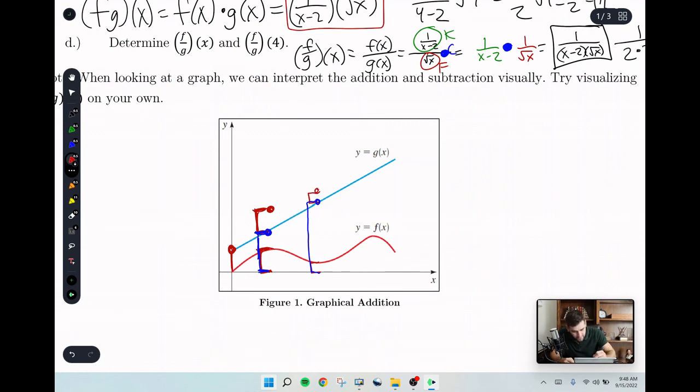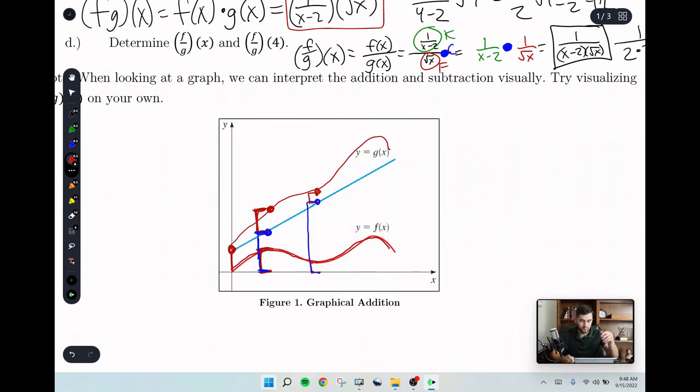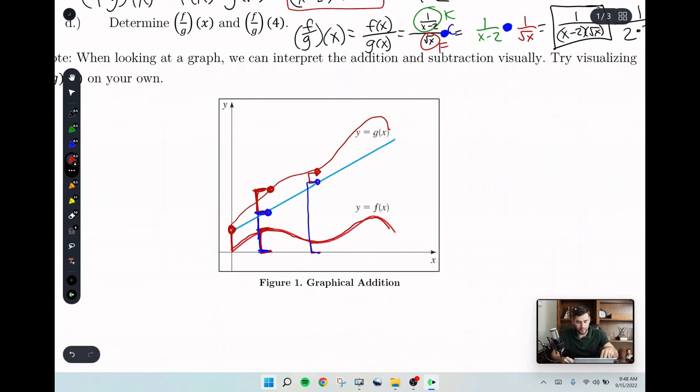And if I were to just do that a million times, I'd probably end up with a function that looks like that, right? Maybe it looks a little different than that. I don't know for sure. It'd probably look a little bit like that. We'd have to do it a bunch of times to see, but that's what graphical addition is. And I think it's pretty cool. It's just another way to look at it. Cool? Awesome.